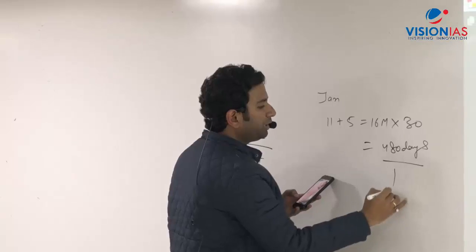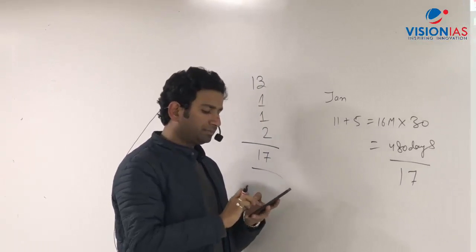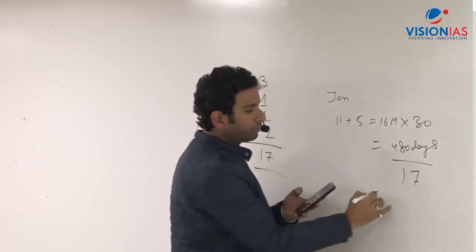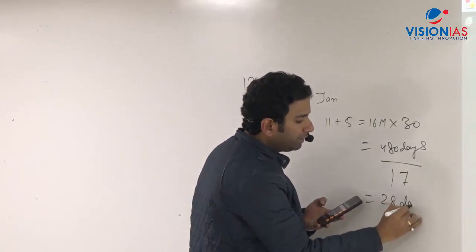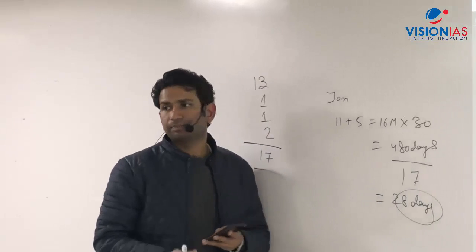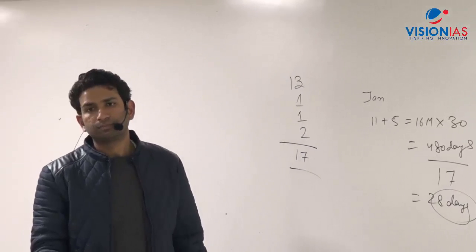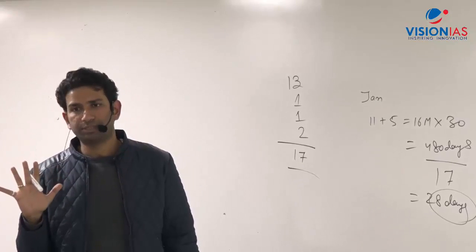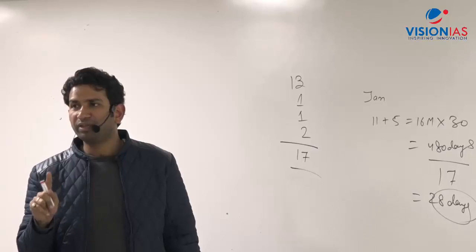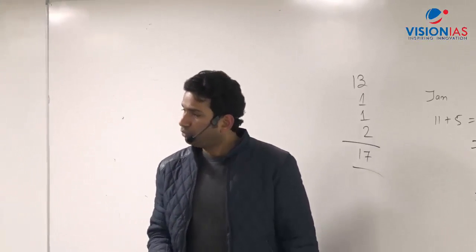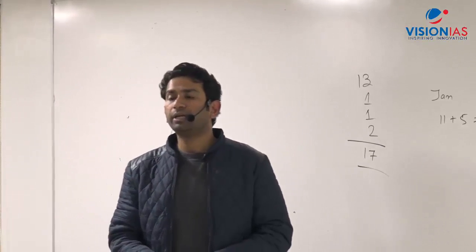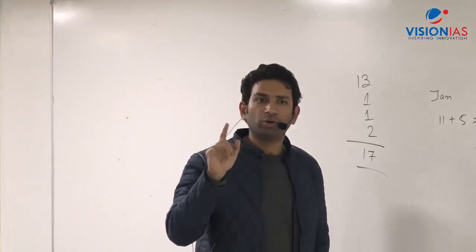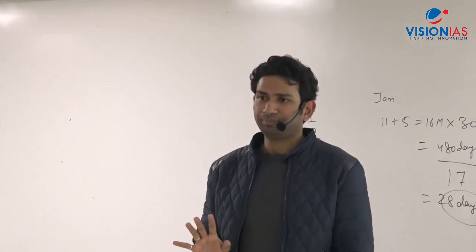If you divide this 480 by 17, that means currently each one of you has around 28 days to complete one area. Ek topic ke liye around 4 hafte hain aapke paas. You have 4 weeks. So if you read unnecessary things, if you simply follow multiple sources to complete something, you will only suffer in the upcoming time.